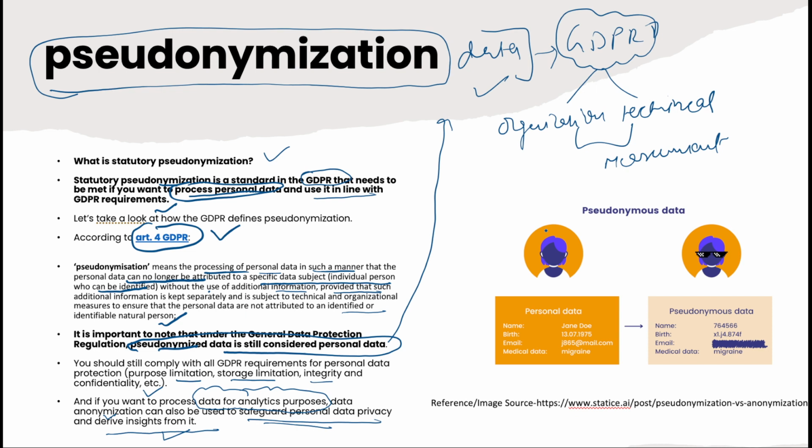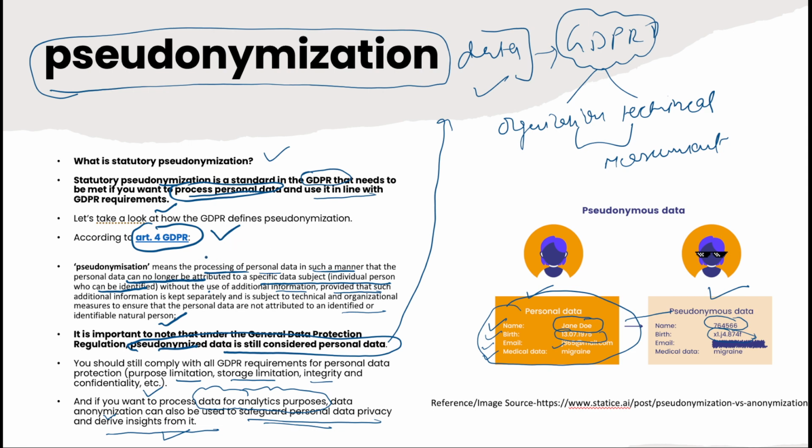Let's understand this in a pictorial way. For example, this is personal data where name, birth, email and medical data are mentioned. If you look at the pseudonymized data, the name is removed and some token number, code number or serial number is given. Birth also has a pseudo number given, and the email is masked. So this is one example of pseudonymized data.